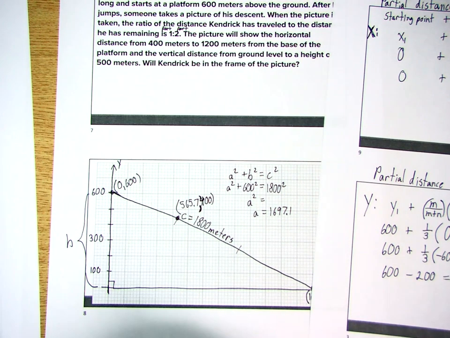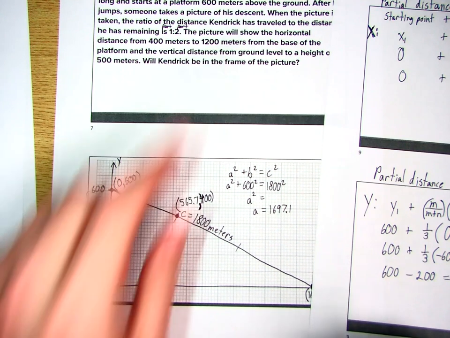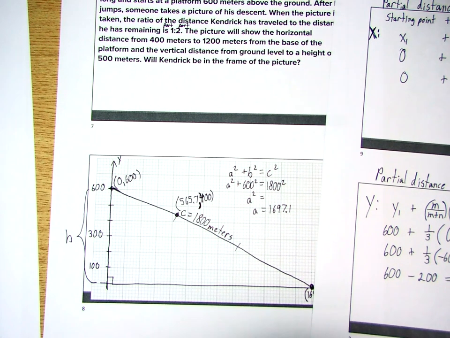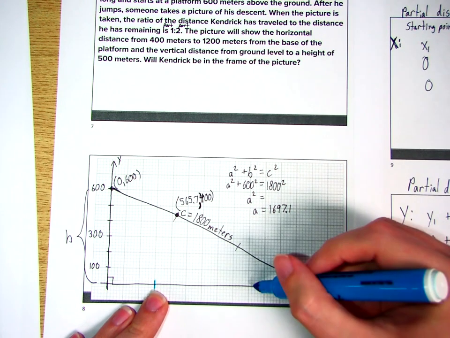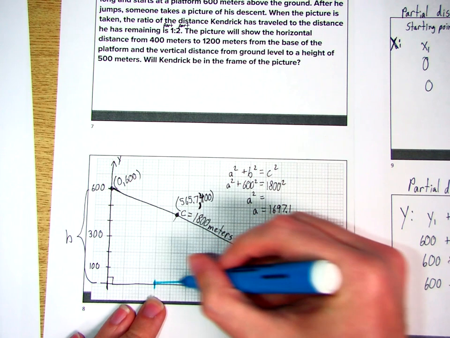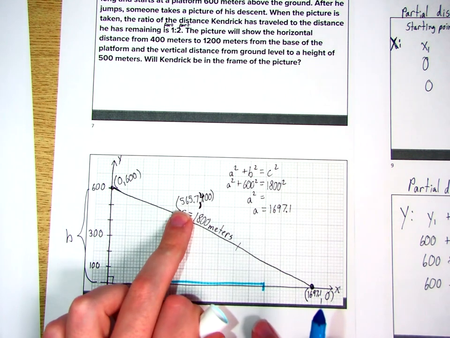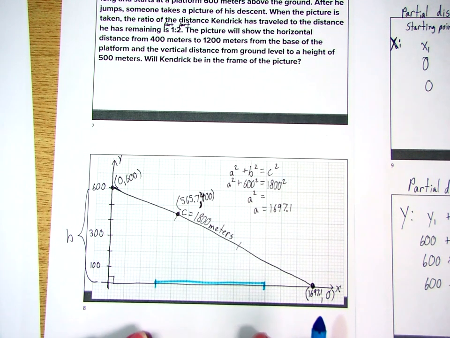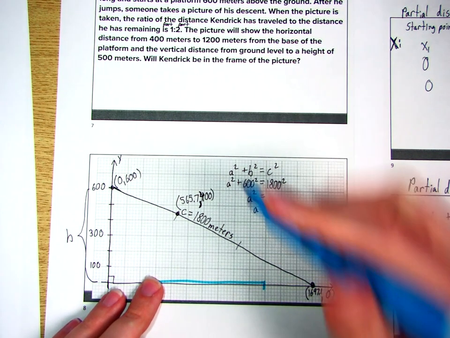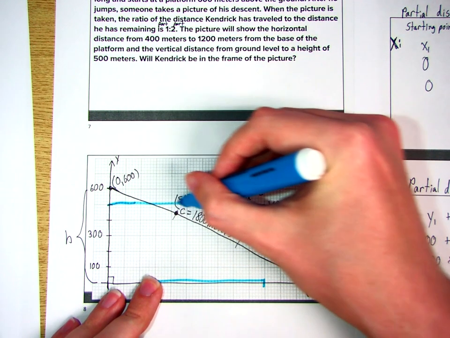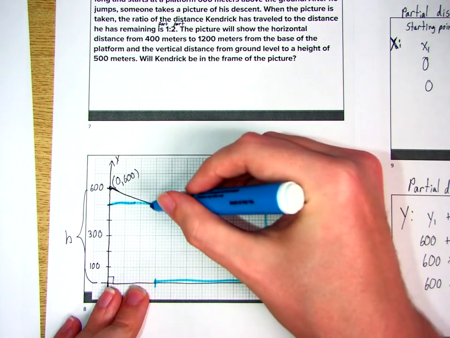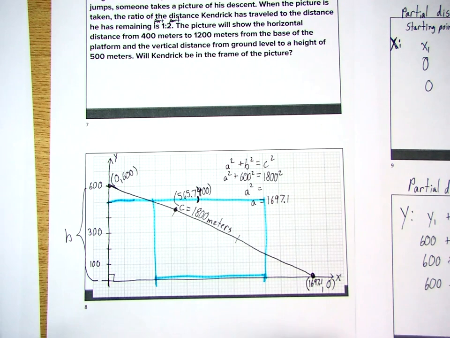Last thing is just to see if he's in the picture. The picture is going to show from 400 meters to 1200 meters. Let's say that's roughly here to here. Is he in that horizontally? Yes, he's in 565. And it's going to show from ground level to 500 meters high. Is he under this height here? Yes, he is. He's in this box. Kendrick's going to be in the picture frame.